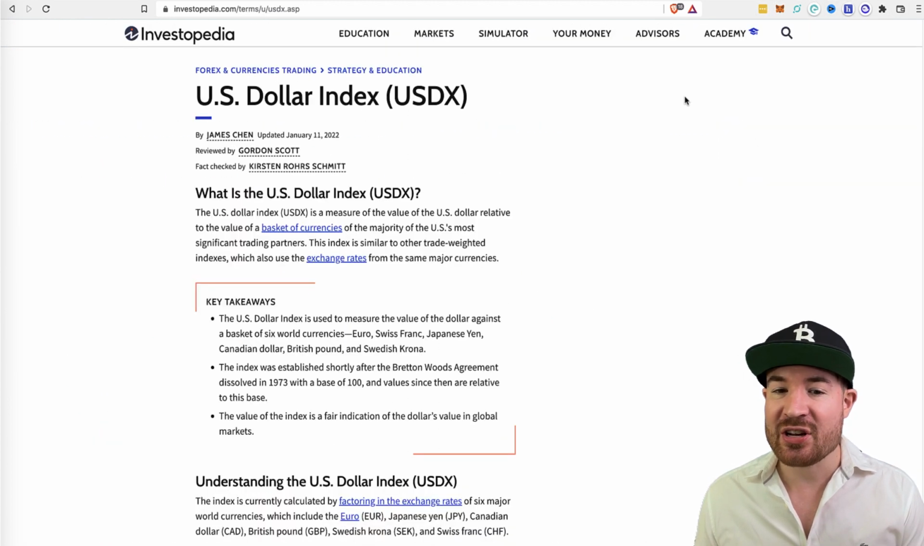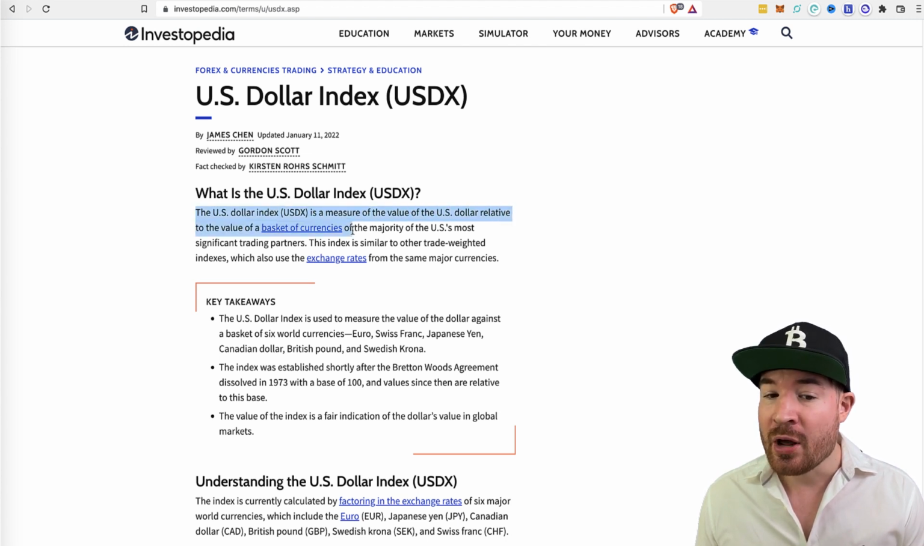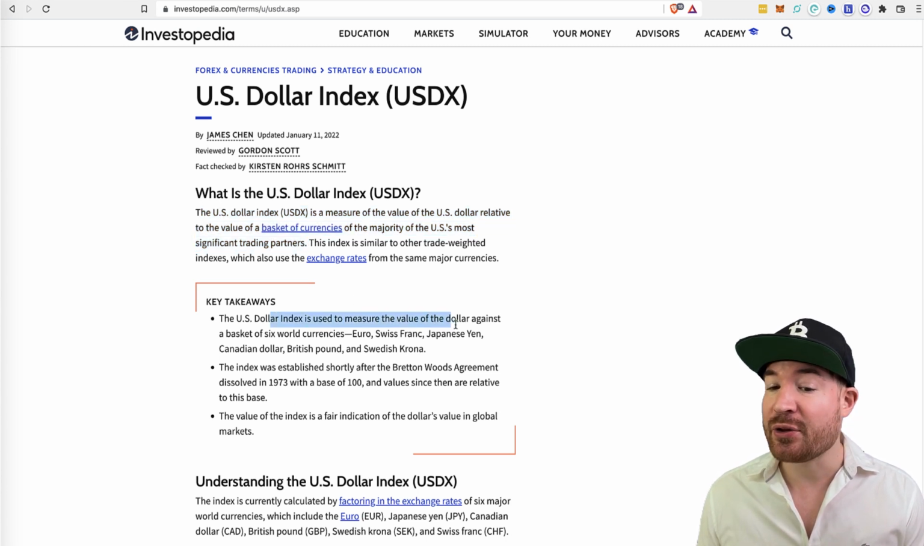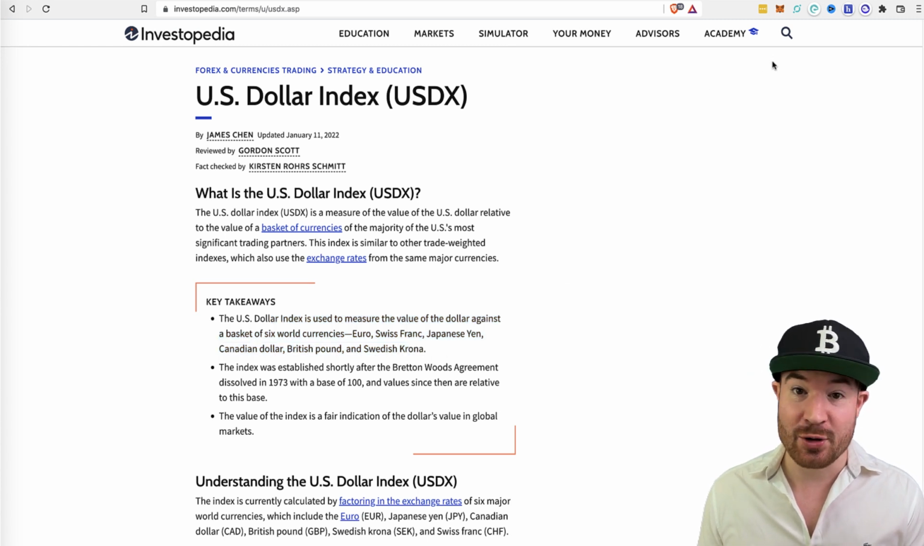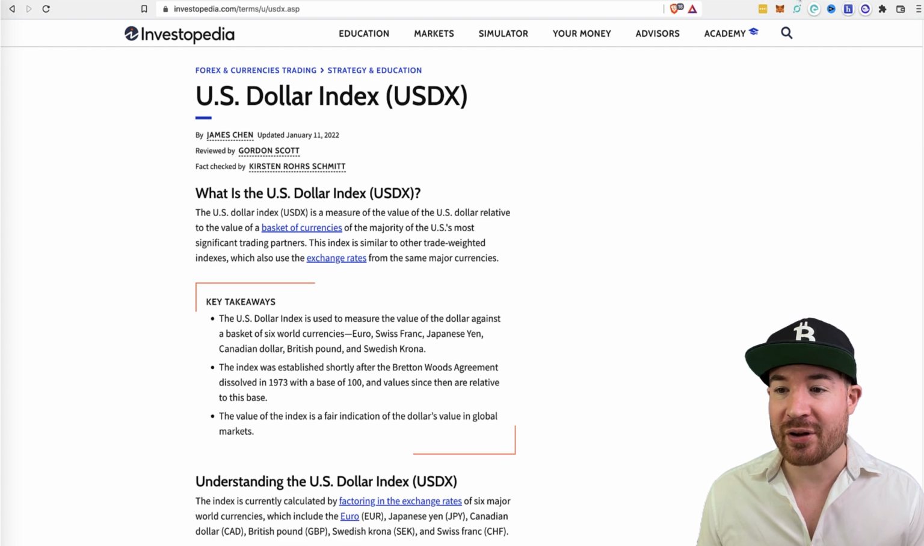So, quick definition of the dollar index for those of you who don't know. The US dollar index is a measure of the value of the US dollar relative to the value of a basket of currencies of the majority of the US's most significant trading partners. So basically, it is used to measure the value of the US dollar against a basket of 6 world currencies: Euro, Swiss franc, Japanese yen, Canadian dollar, British pound, and Swedish krona. Okay, so this has to do with currencies, the US dollar versus those other currencies.